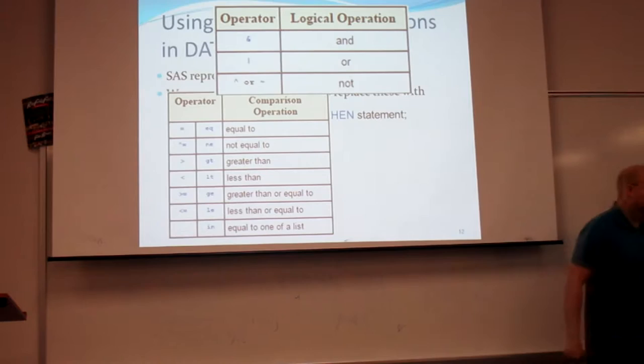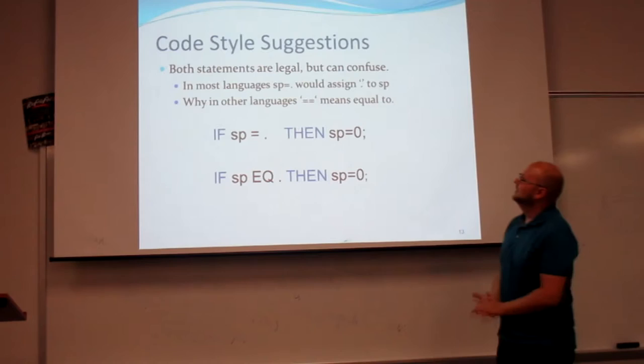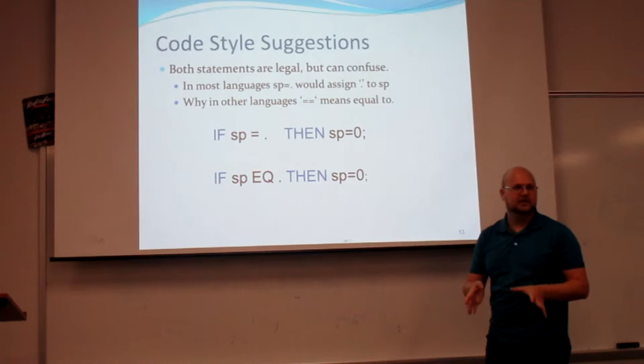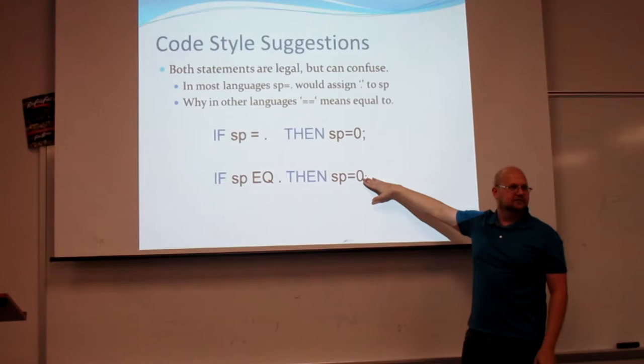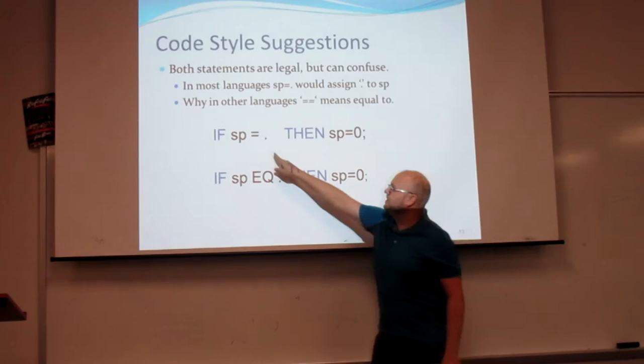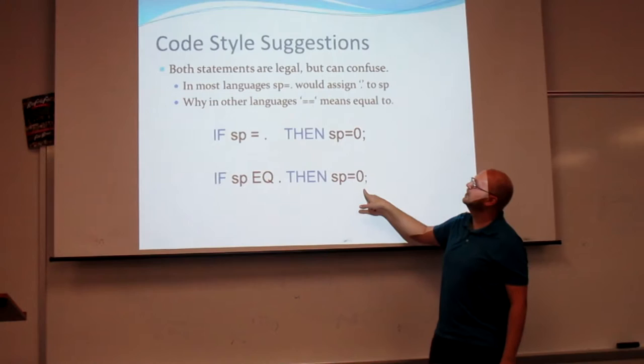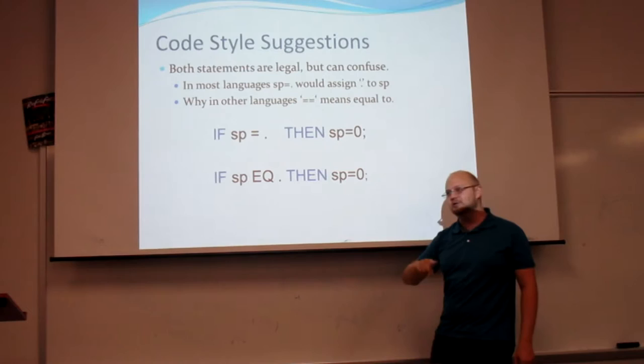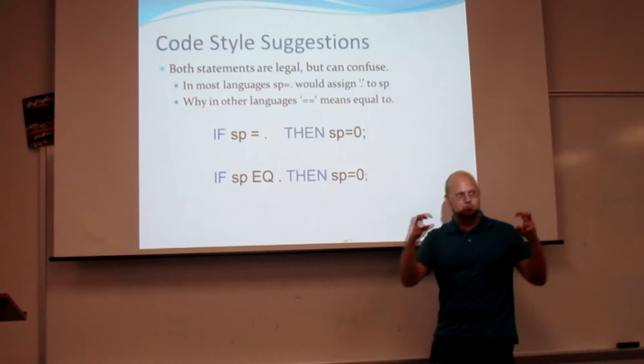So a code style suggestion. This is a computer science thing. There's a difference between style and valid. These two things are perfectly valid. They run, they do exactly the same thing. Is species equal period, then species zero. But as a computer scientist, when you use basically any other language whatsoever, when you're trying to evaluate, is this equal to this? Most of them do equal equal.